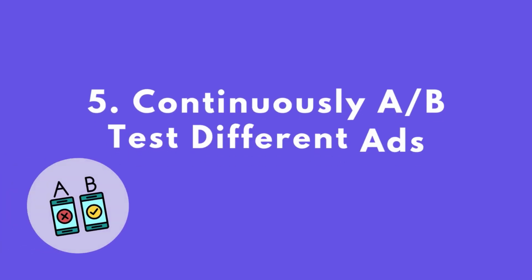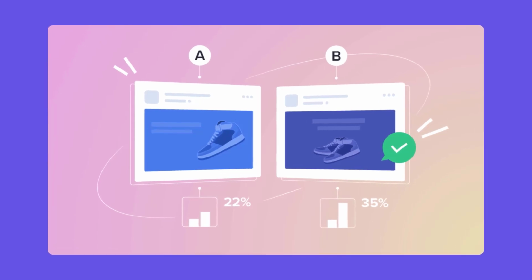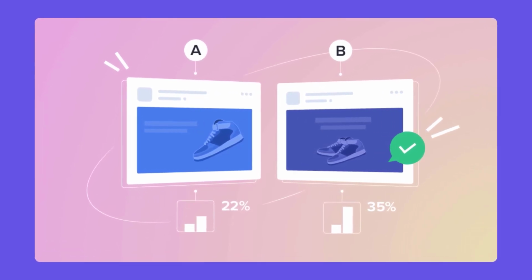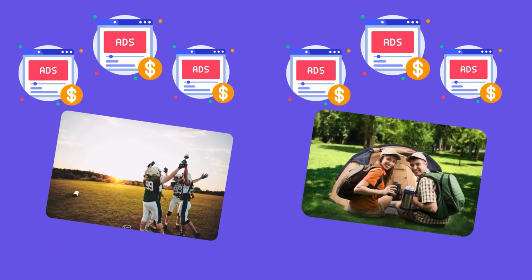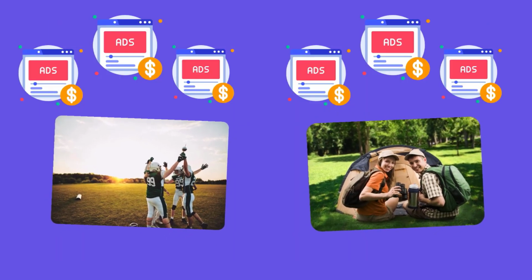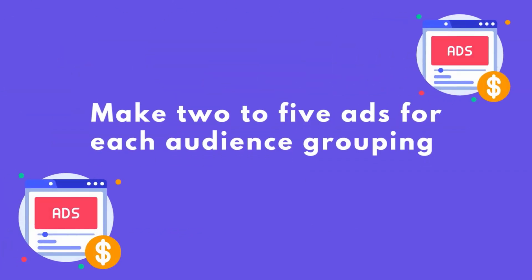And then lastly, step 5 is to continuously A/B split test different ads. If you don't know A/B testing, it's when you run multiple different ads to the same audience to determine which ad is going to generate the most money for the lowest cost. Make multiple ads for the outdoorsy people and multiple ads for the sports people. Make 2 to 5 ads for each audience grouping or how many your budget can sustain.